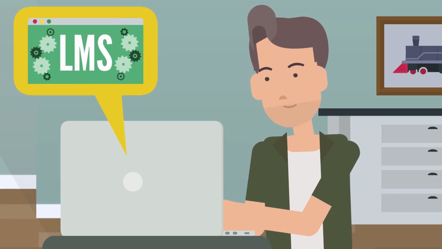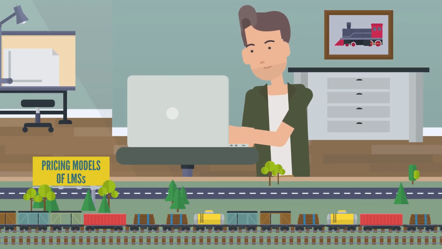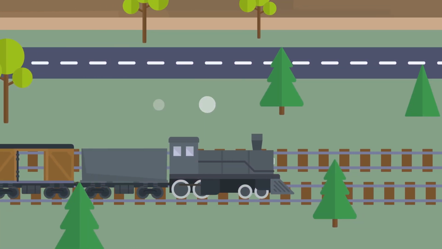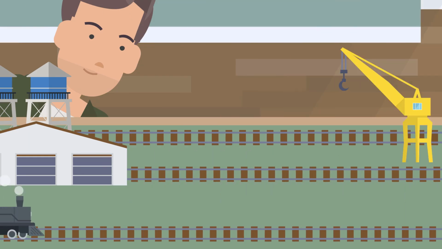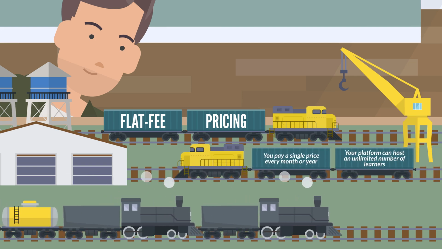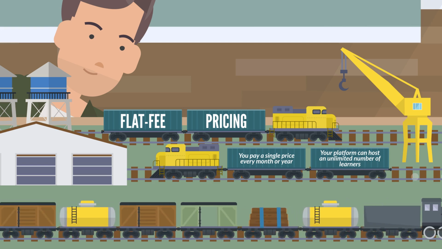New course authors in the market for a learning management system should familiarize themselves with the pricing models of LMSs. Different systems have different features and will run at different rates depending on the features included. Flat fee pricing is based on a monthly or annual basis. You pay a single price every month or year, and your platform can host an unlimited number of learners.